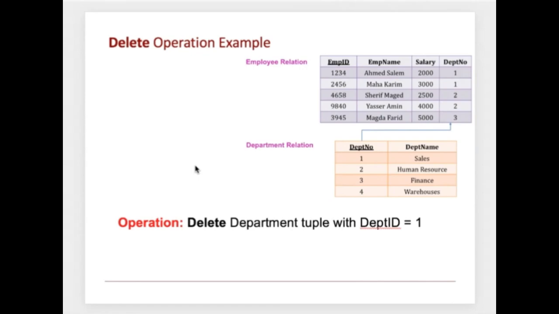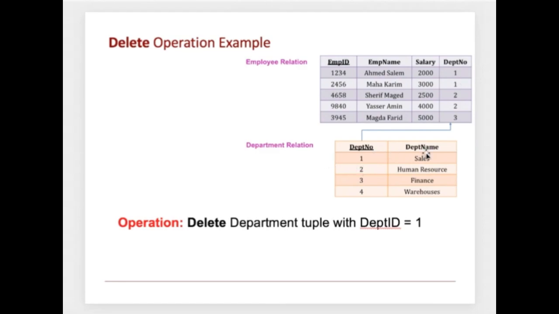Your answer is correct, but the better way of explaining is, if we delete the tuple with department number 1 here, does this department number have references in any other table? Yes, it has references in the employee relation. So when we delete 1 from here, its references in the employee table will become invalid. 1 is here, 1 is also here.